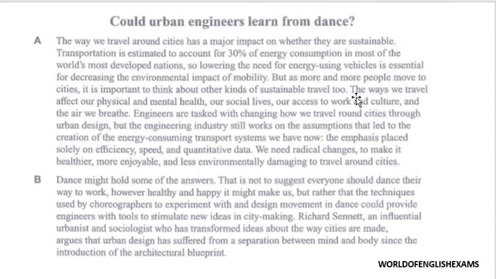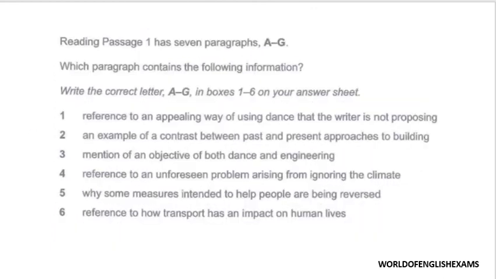And again you look at this: the ways we travel affect our physical and mental health, social lives, access to work and culture, and the air we breathe. Are you able to see that the entire paragraph is talking about transportation and how it will impact our physical and mental health and our social lives? So, can you confirm that the answer for the last question is paragraph A?